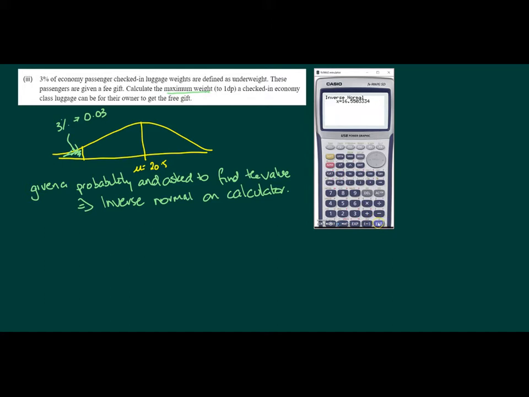And we press execute, and then it gives us a value of 16.55. What that means is that this value here is 16.5, or 16.6 if we round it up. And that says that the bottom 3% of economy class checked-in luggage weights are less than 16.6 kilograms. So we can say, calculate the maximum weight.